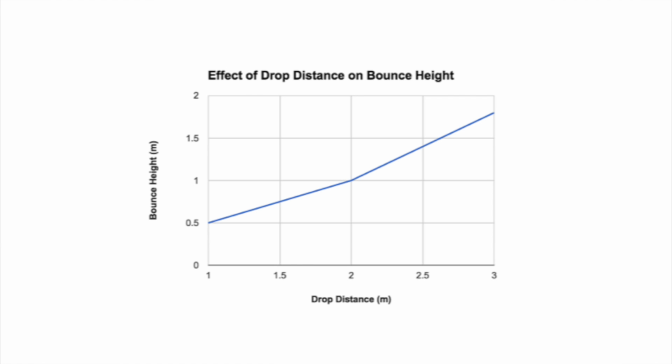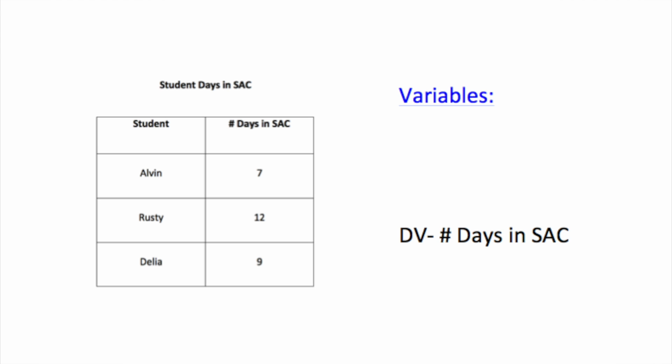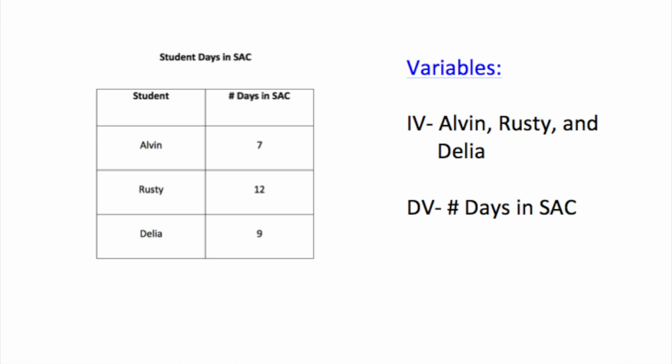Let's look at the second example. Mr. Alfaro recorded the number of days he assigned specific students to SAC. He graphed the data for his 3 most frequent offenders, Alvin, Rusty, and Delia. Mr. Alfaro is recording or measuring number of days, so that is the DV. The thing that causes a day to be marked down and recorded is the specific student who earns it. So the students are the IVs.